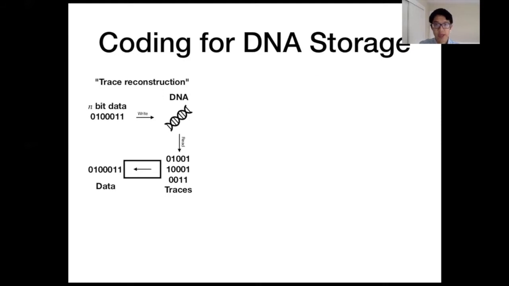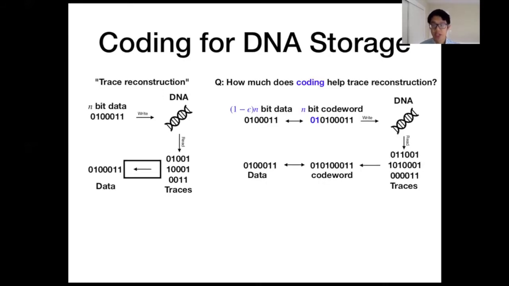So here's our picture again. And the question we're concerned with is how much does coding help with trace reconstruction? So now, instead of writing our data directly to DNA, we might add some redundancy to our data to get a slightly longer string, which we call a code word. Then we write the code word to the DNA. And when we read the DNA, we get noisy copies of our code word. From these traces, we then try to recover the code word and therefore the data. The question is how much does adding redundancy help with trace reconstruction? And we're going to see that it helps quite a bit.